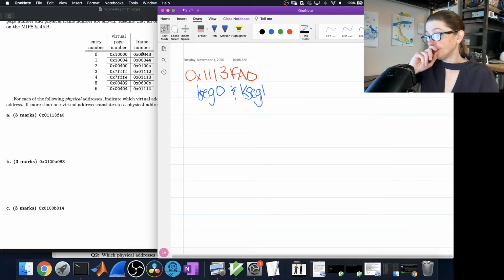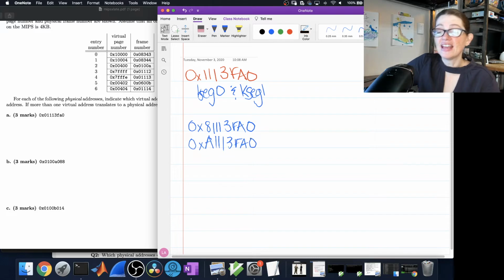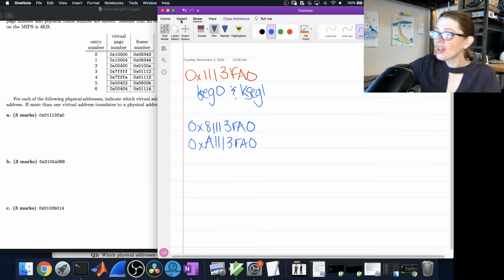And so to get those, instead of subtracting, now I'm going to add. So I am going to get, so there's my KSEG1 address, and there's my KSEG0 and KSEG1. Yay.